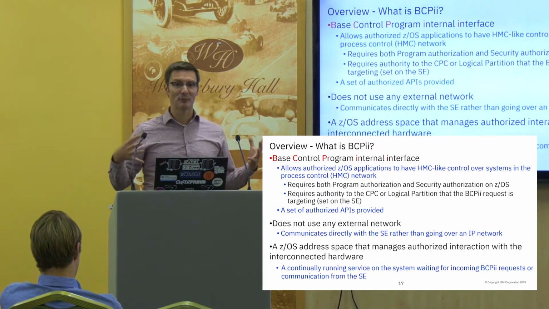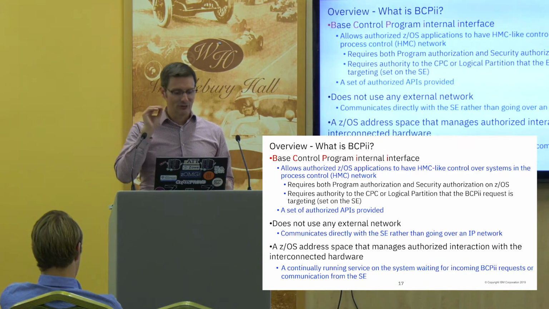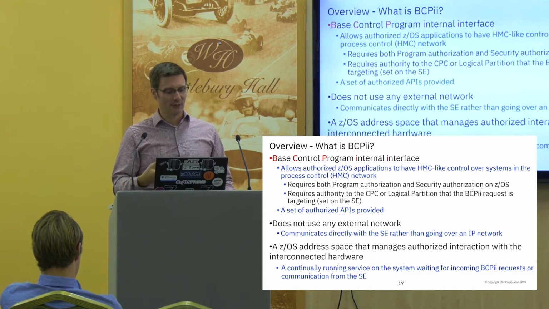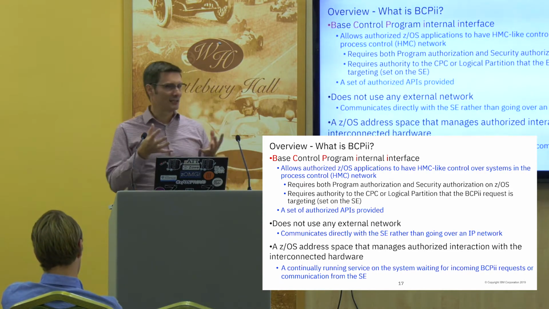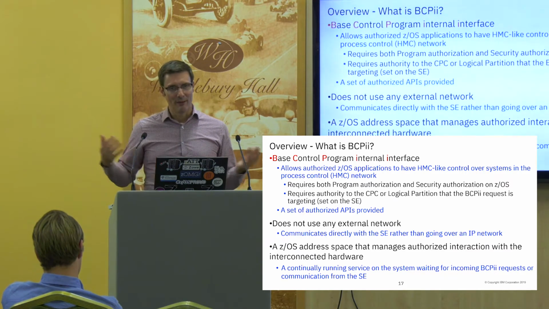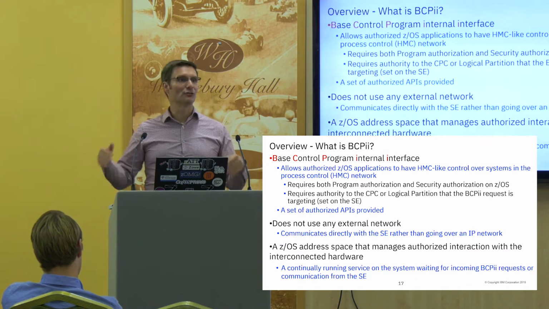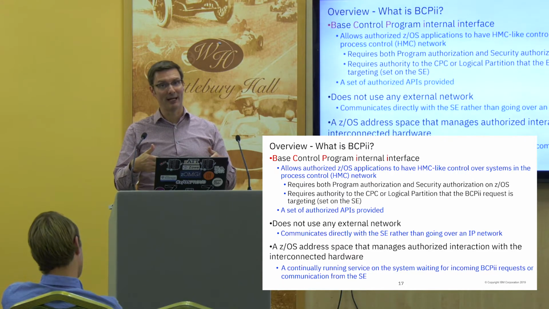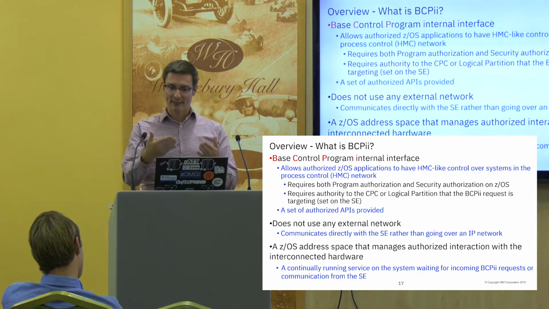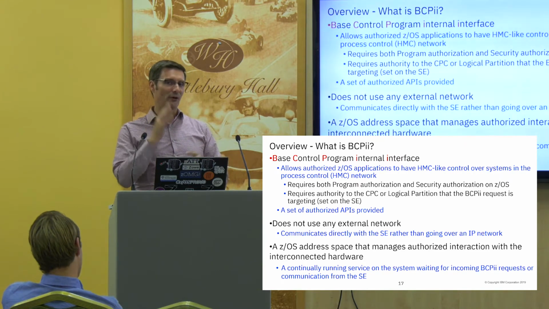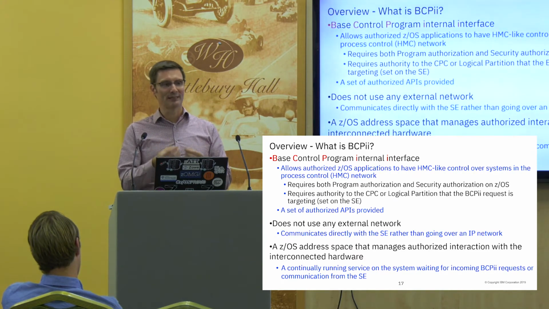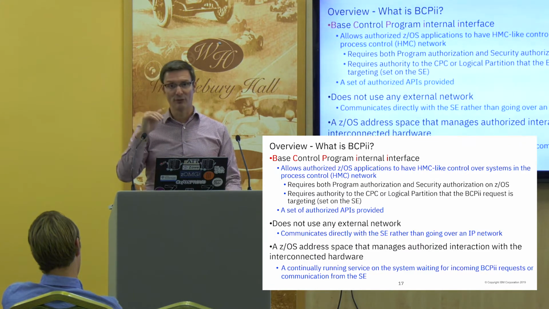And again, there's an address space too. There's an address space that manages this authorized interaction with the internally connected hardware. It acts kind of like a server or a daemon that is waiting for BCPii applications to issue the BCPii APIs. When it sees an API has been issued, it'll then do the necessary authorization checks. It'll build the request in the form that the SE needs to see it and send it across to the SE.